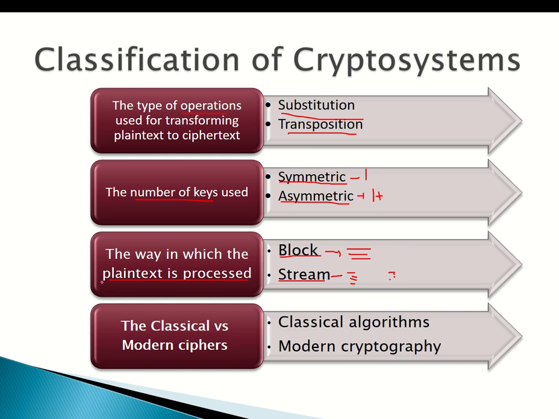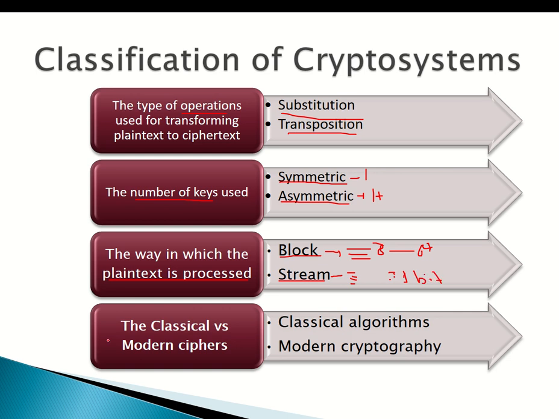The next classification is based on how the text is processed, either in blocks, where the block size ranges from 8 bits to 64 bits, and sometimes goes beyond 64 bits in the newer algorithms, or as a stream, which takes one element each time, so its size is 1 bit only, no more than 1 bit.